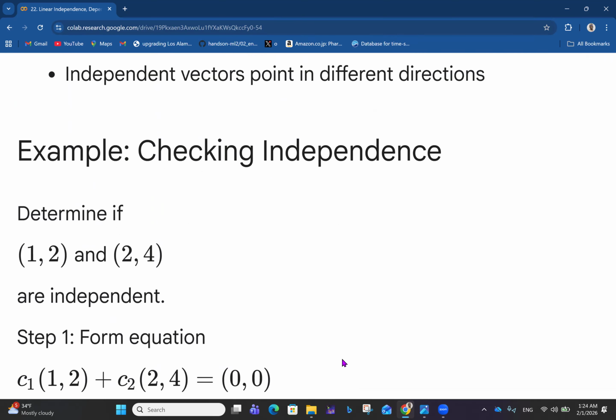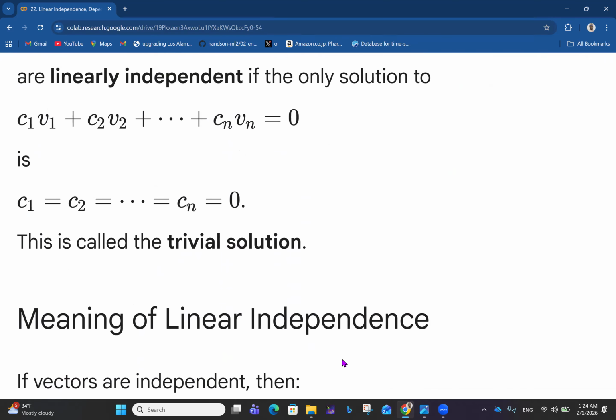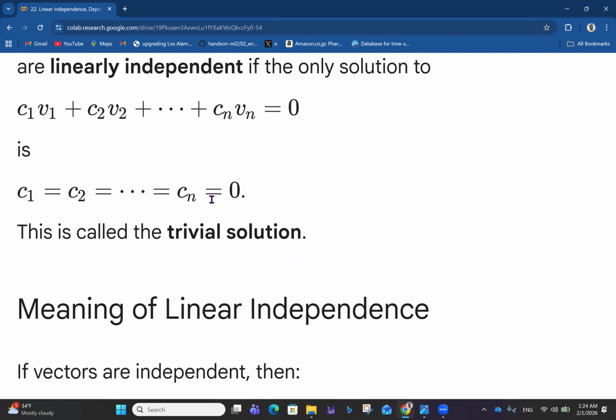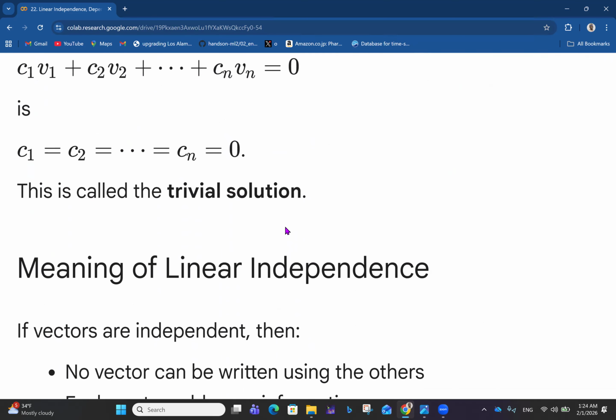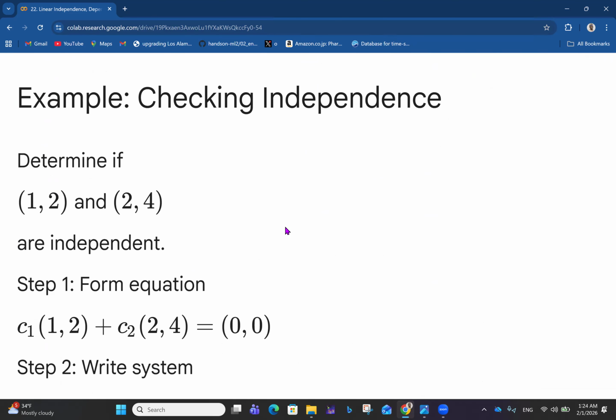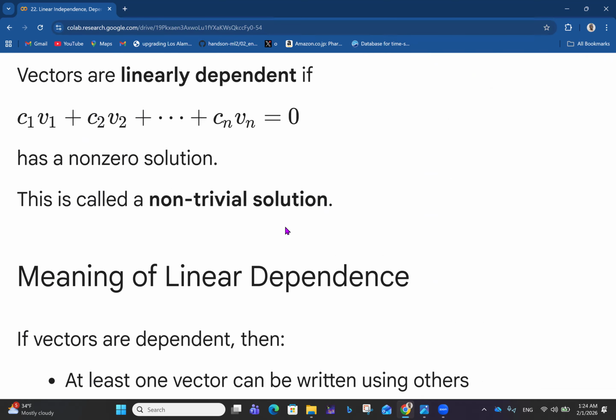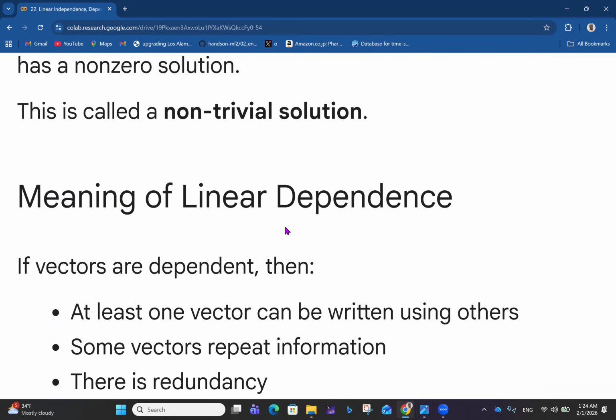As you have up here, we talked about the idea of a trivial solution because we have the zero solution where C1, C2 and all that are equal to zero. So we talk about this now. What is the meaning then of linear dependence?